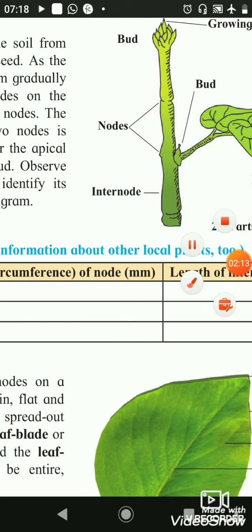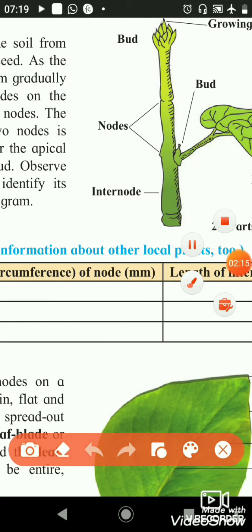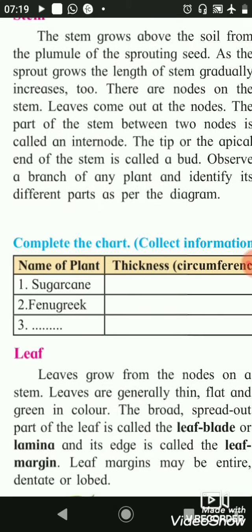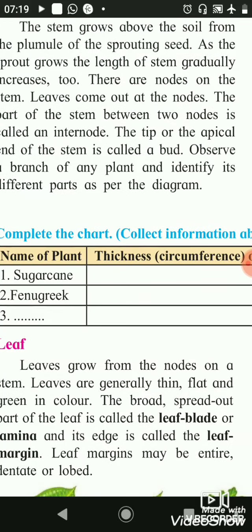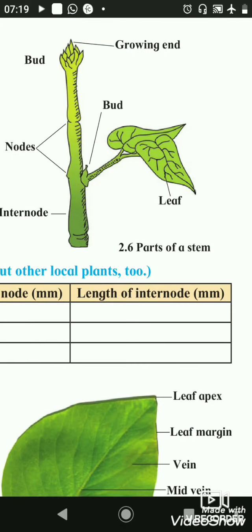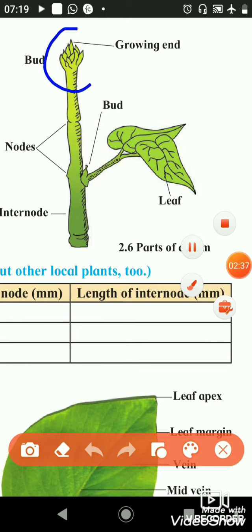Now look here, the part of the stem between two nodes is called an internode. I will show you. This is called the internode. The tip or apical end of the stem is called a bud. This is called a bud. Okay, students, this is the bud.